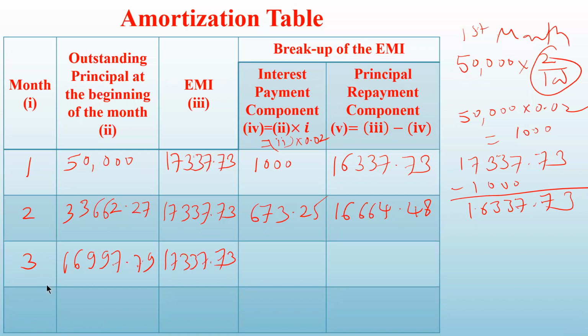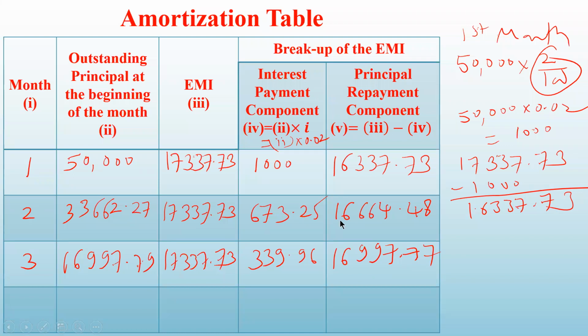17,337.73. Take the 2% of this, that will give you 339.96. And then how much principal repayment? 17,337.73 minus 339.96. That gives you 16,997.77. Look at here. After you paid your third installment, in the fourth month, what is the balance? 16,997.79 was the outstanding balance, and you have paid 16,997.77 as principal. So the difference of 2 paise is coming.